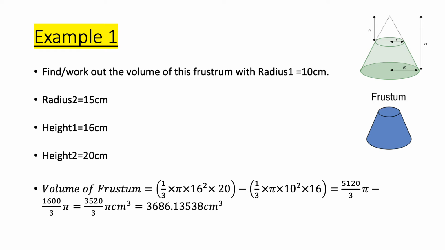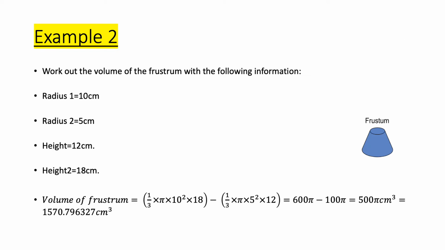So a third times pi times the radius, the bigger number first, squared, and then multiply by the bigger height. Then subtract a third times pi times the other two numbers, so times this squared times this, and then you will get an answer. Obviously, I've made a mistake here, so my answer will be close to the correct answer, but not completely correct. So I'll put the correct answer for example 1 in the description below.